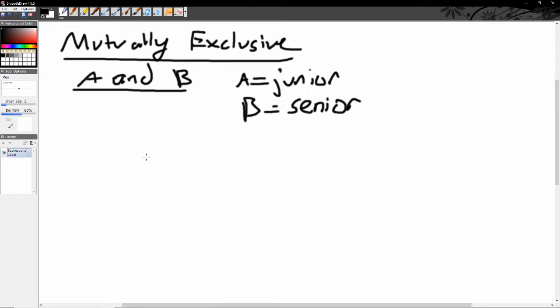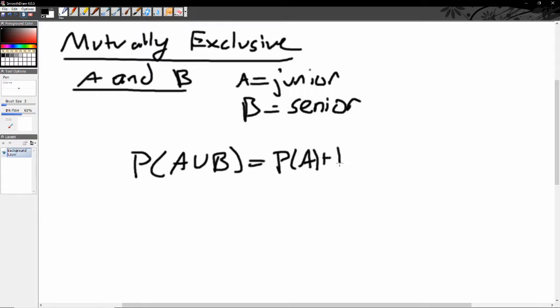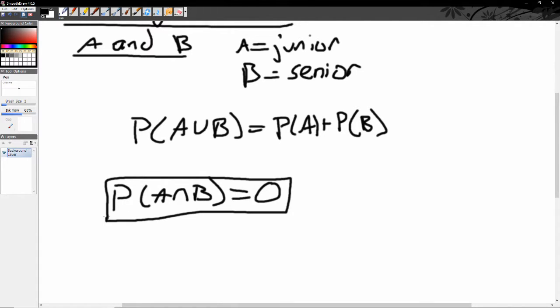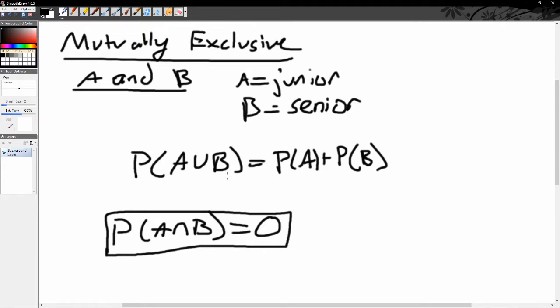What this means is that if you have mutually exclusive events, the probability of A or B is just the probability of A plus the probability of B, because the probability of A and B is always 0 for mutually exclusive events. And that's the main thing that you want to remember with mutually exclusive events, is that the probability of A and B is equal to 0. That is the most important takeaway here. So anytime that the probability of A and B is equal to 0, you have mutually exclusive events.